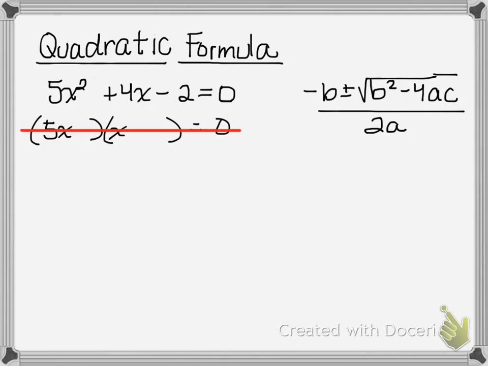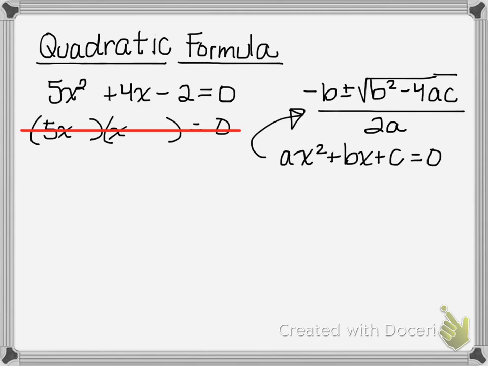So this is the quadratic formula on the right side here. The idea is that if the equation is in the form ax squared plus bx plus c equals 0, the solution to this is going to be negative b plus or minus the square root of b squared minus 4ac, over 2a.